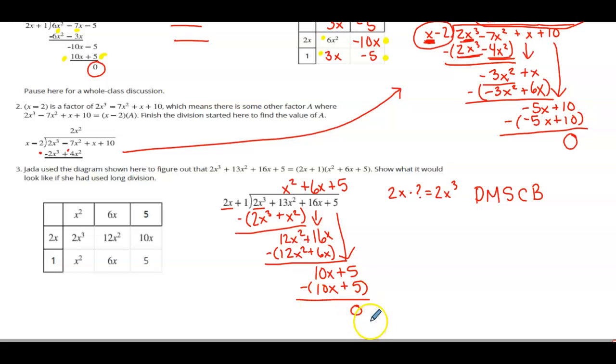Get your remainder. Now, Jada used the diagram shown here to figure out that this is true, so we already knew the answer was this. This is what it would look like if she had used long division, okay? So hopefully you can use that to your advantage as you move on. There's a couple more things that I need you to be doing.